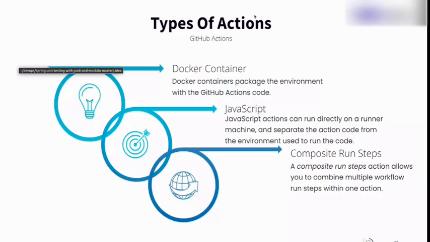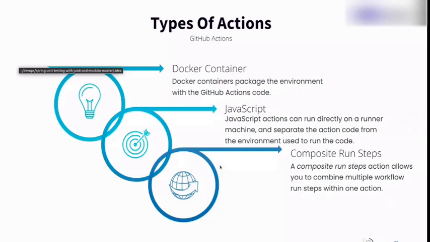The second is JavaScript. JavaScript actions can run directly on a runner machine and separate the action's code from the environment used to run the code. Just like the Docker container, where we consider the whole environment, what kind of OS we are going to use, what kind of dependencies and libraries we will use, there is a difference between JavaScript and Docker container. In JavaScript, we will only consider the action code rather than the whole environment. The third is composite run step.